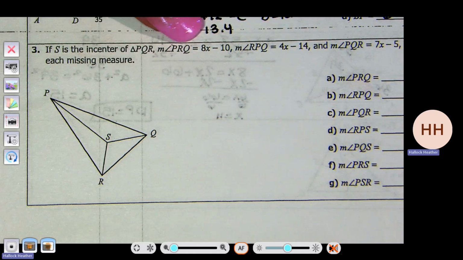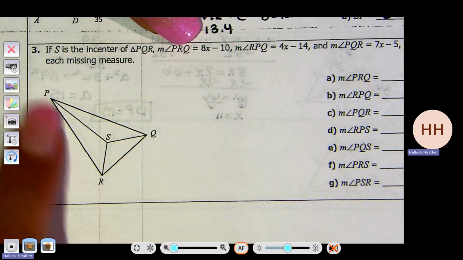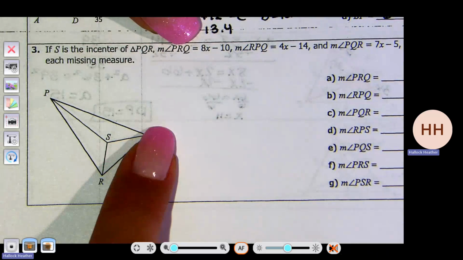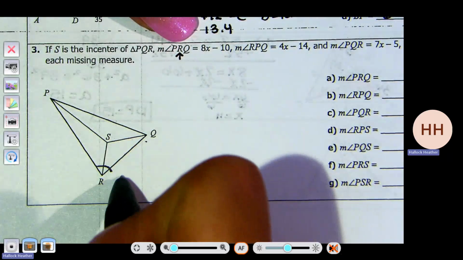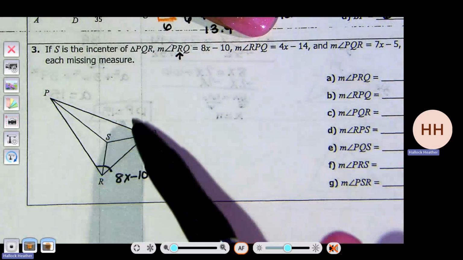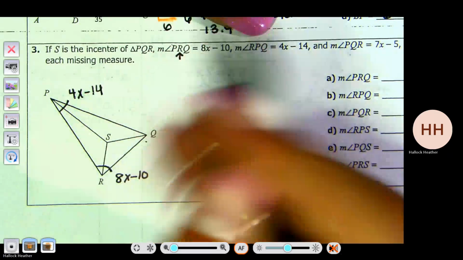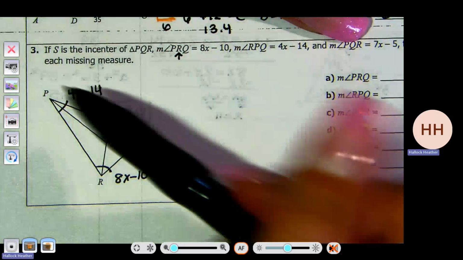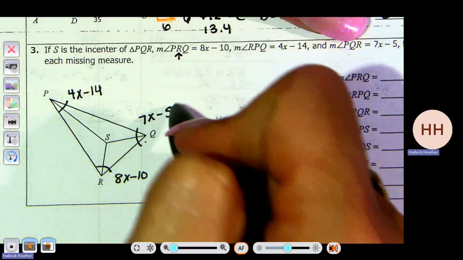Okay, if it says PRQ, M means measure, the measure of PRQ. People are like, it's 180. That's the whole triangle, but this means the angle. So this is literally just R. So this whole angle right here, PRQ, that whole thing is 8x minus 10. Then you have the measure of RPQ. That whole thing is 4x minus 14. Then you have PQR. This whole thing is 7x minus 5.